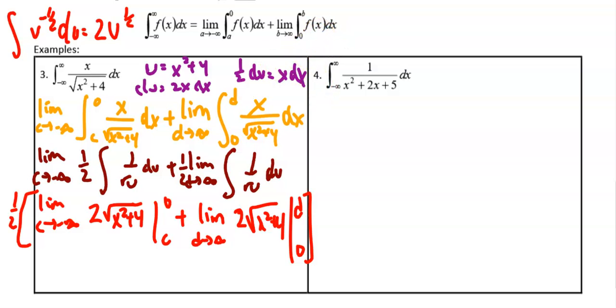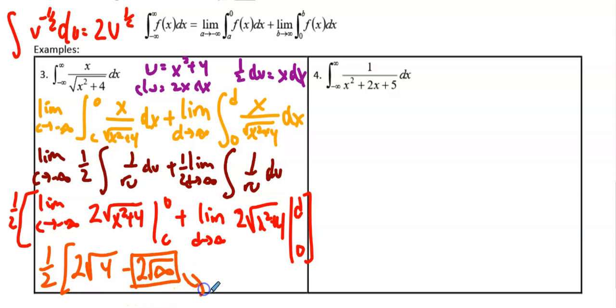Now, one thing I'm going to say about this problem is this. When we start plugging in, I'm going to plug in 0 first, and again, I get the 1/2 times 2 square root of 4 minus 2 square root. When I plug in negative infinity here, negative infinity squared is positive infinity, plus 4, positive infinity. This is going to be infinity. This is going to be infinity. This is going to let my function diverge.